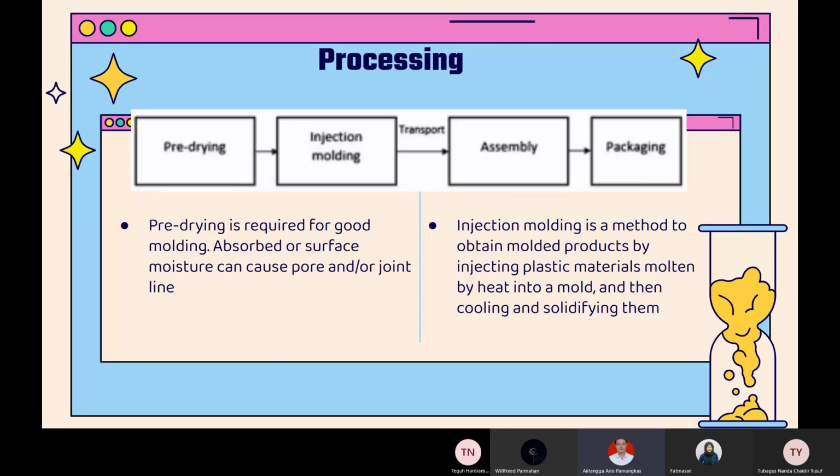Second is injection molding. Injection molding is a method to obtain molded products by injecting plastic materials molten by heat into a mold, and then cooling and solidifying them. And after all, it is transported to the assembly line and packaged for distribution to the consumers.